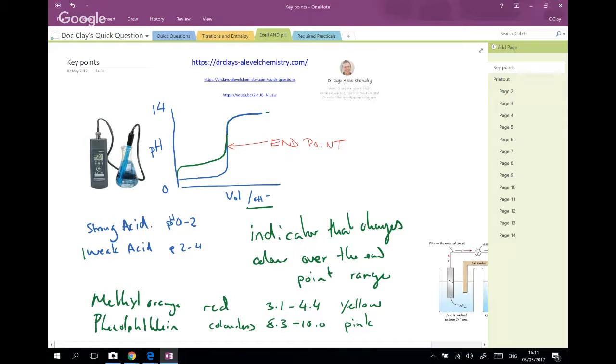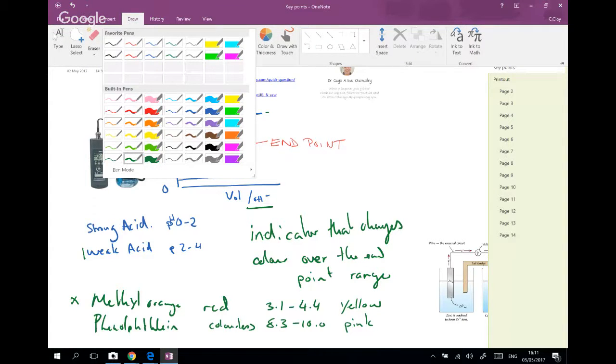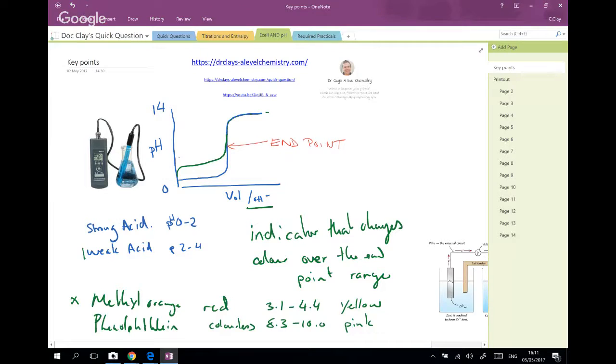What that means is for our strong acid and our strong base, we could use either indicator because the endpoint occurs in those ranges. Whereas with a weak acid, we couldn't use methyl orange. We'd have to use phenolphthalein because the color change occurs at 3.1 to 4.4. And if we look here at our graph, I'll just show it in red, the most likely thing is that this is not seeing a sharp change around 3.1 to 4.4. So methyl orange would be no good.